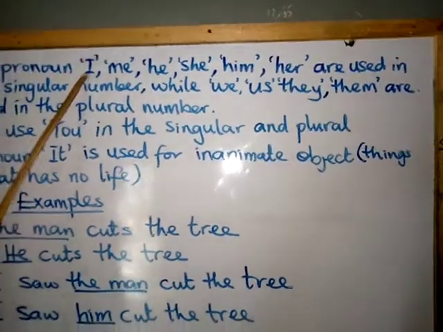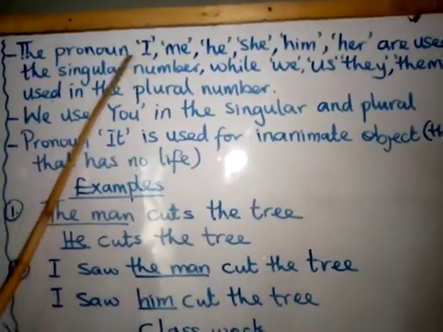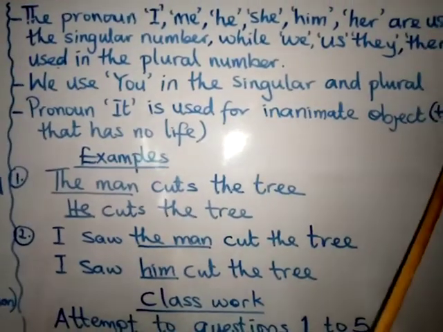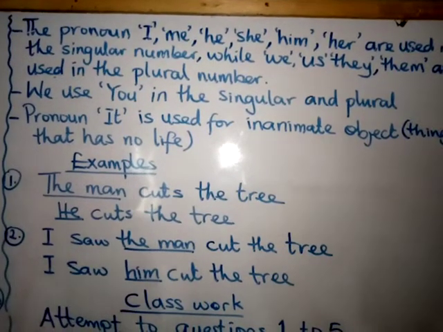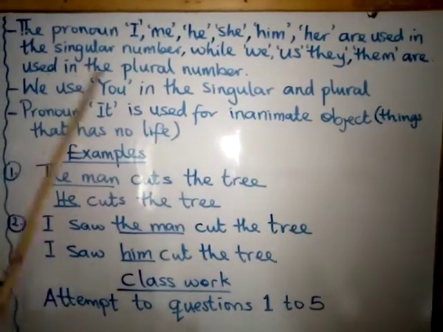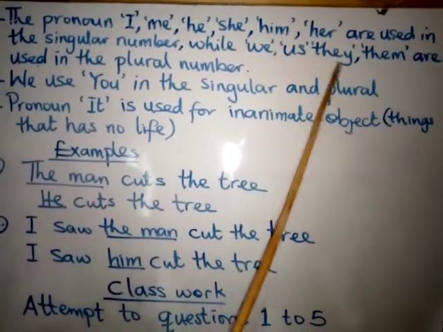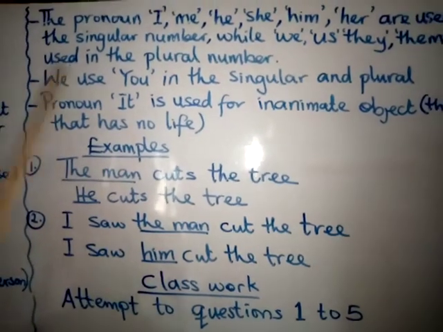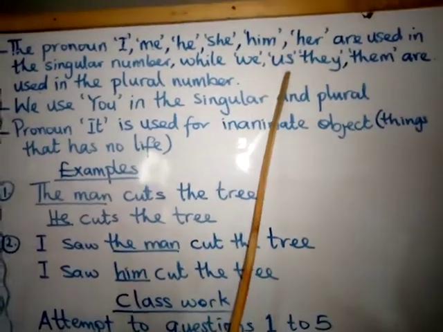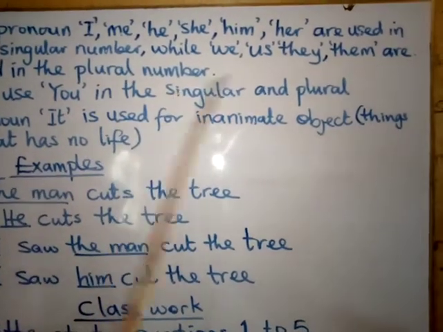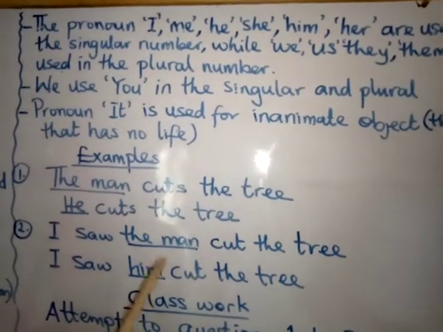Let us move to the next one. The pronouns I, me, he, she, him, her are used in the singular number. While we, us, they, them are used in the plural number. We use you in the singular and plural, just as you have seen.